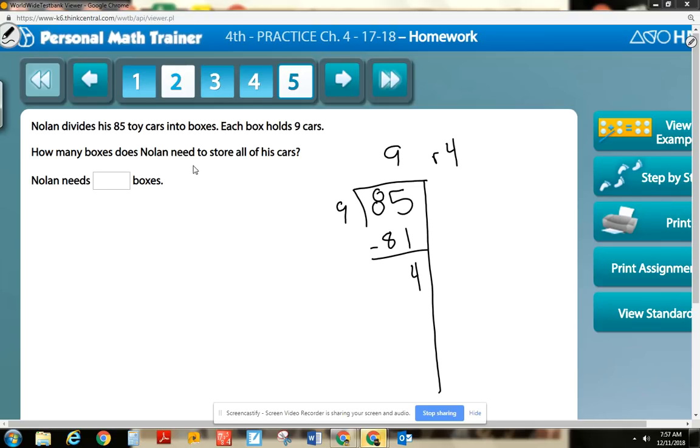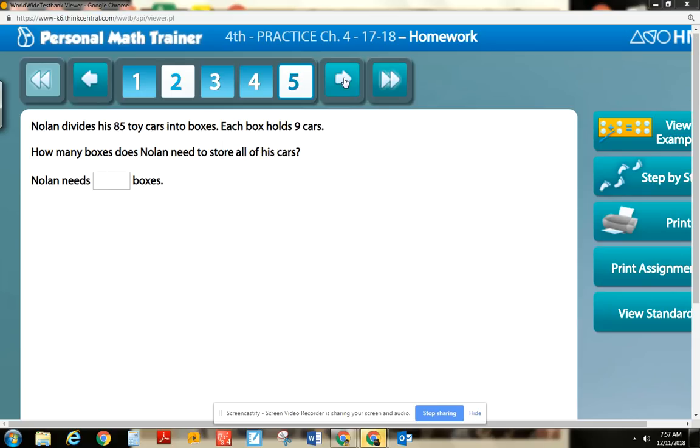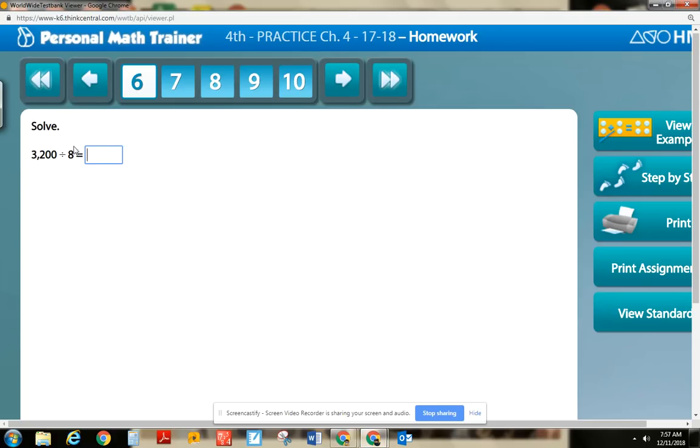So I need to put all of the cars away. So I would need 10 boxes because I would need that one more box to put these 4 cars in. It's not going to be a full box, but I would still need it. Question 6, we need to set this problem up and solve.